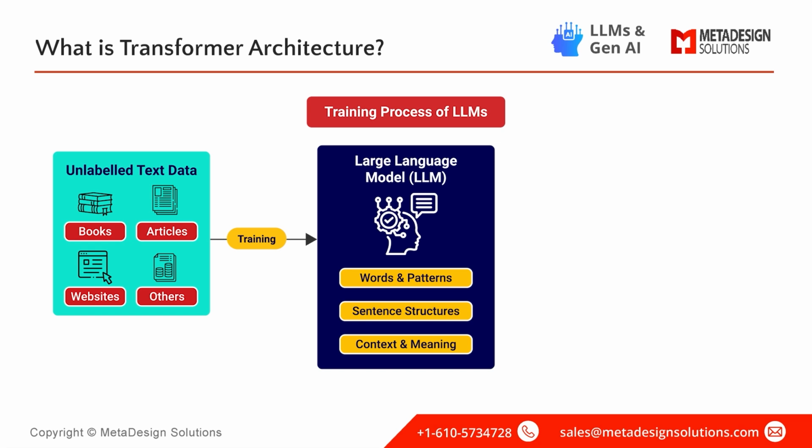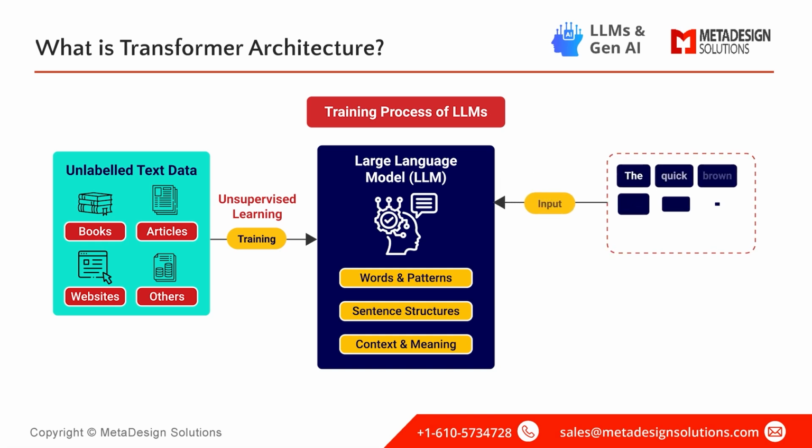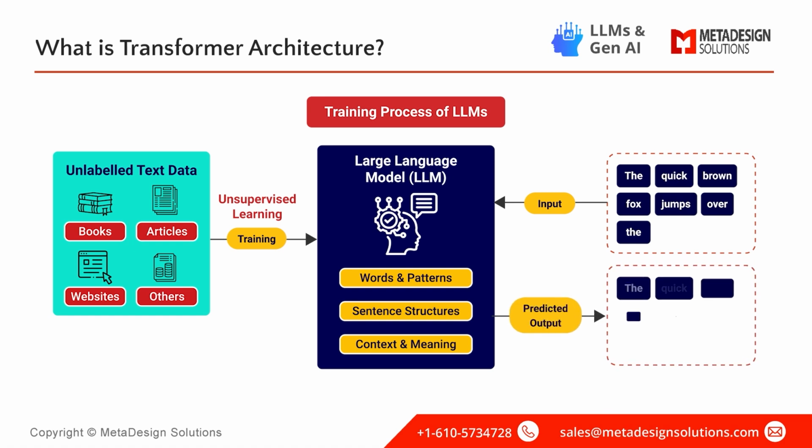LLMs are trained using a method called unsupervised learning. In unsupervised learning, the model is not provided with any labeled data, meaning there are no explicit answers or categories for it to learn. Instead, the model learns by predicting the next word in a sentence. For example, given the input, "the quick brown fox jumps over," the model would predict that the next word is lazy. By making these predictions across vast amounts of text, the model gradually learns the structure and relationships within the language.